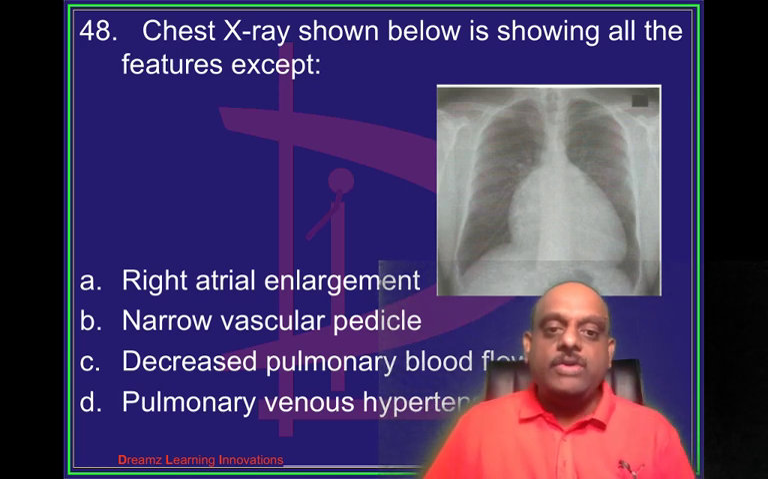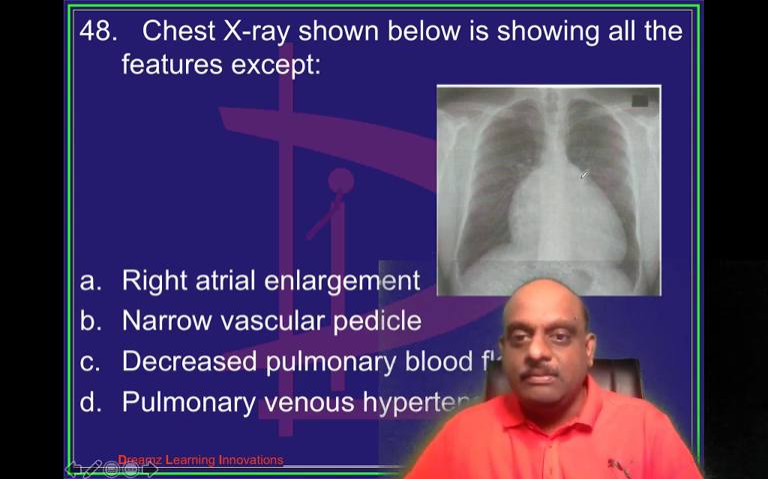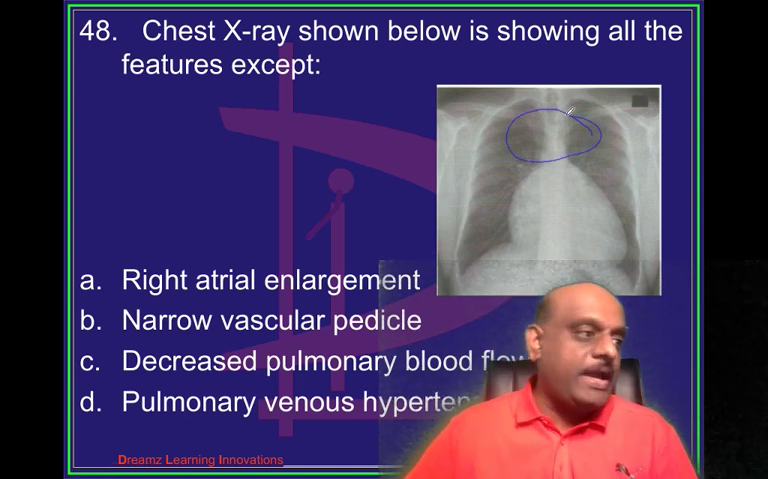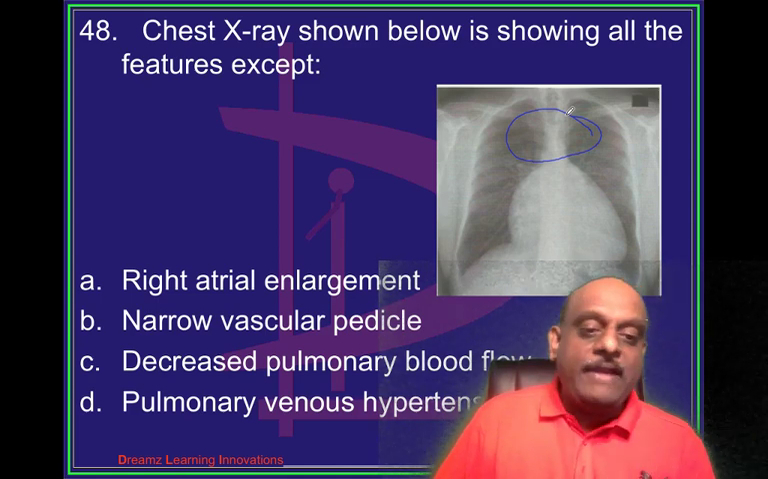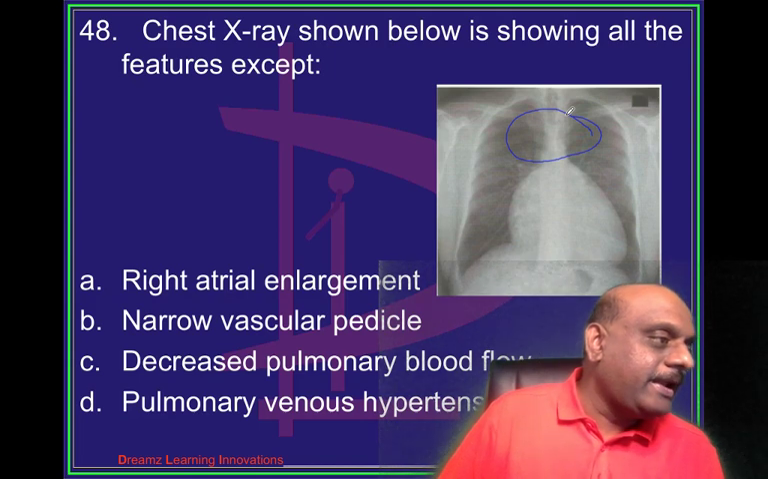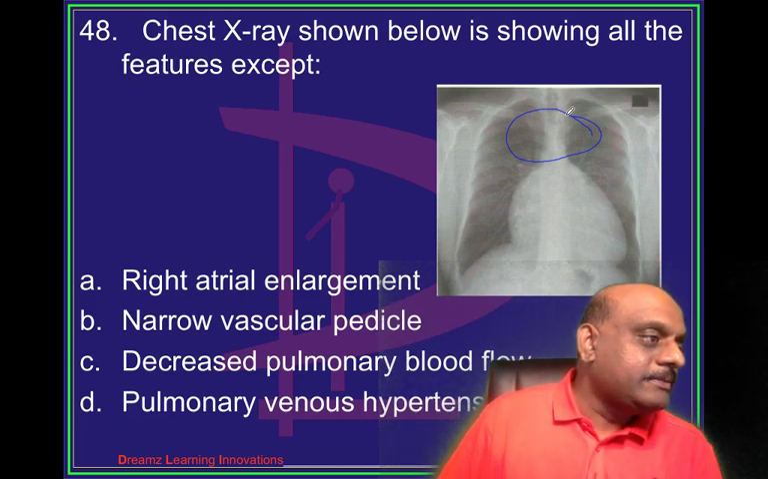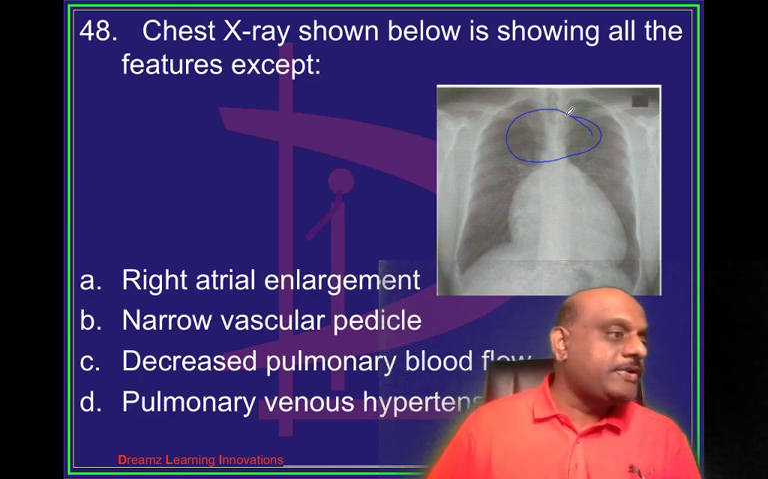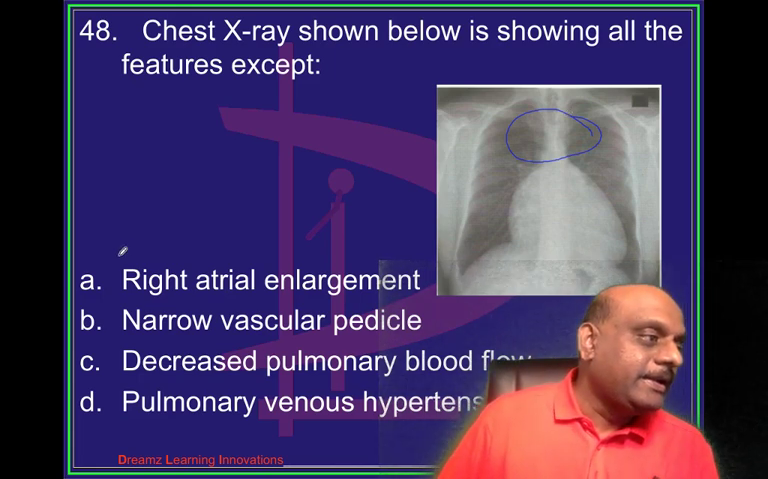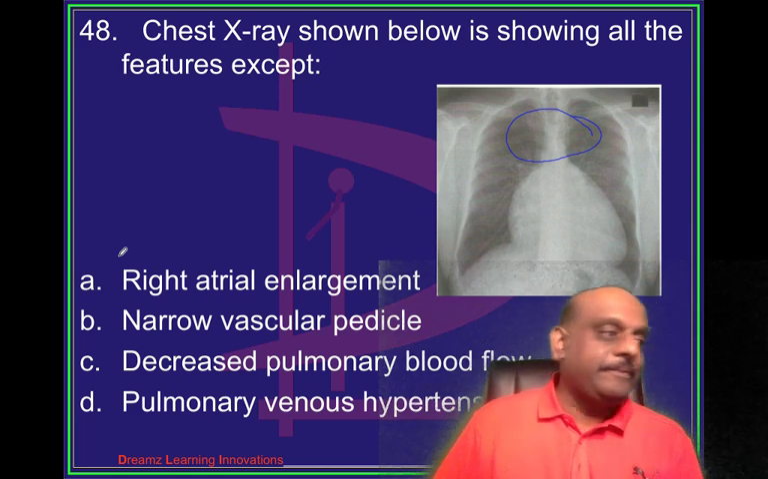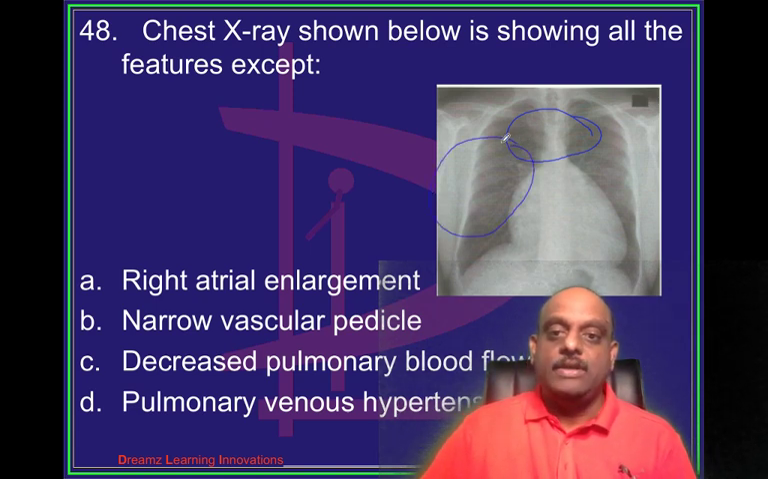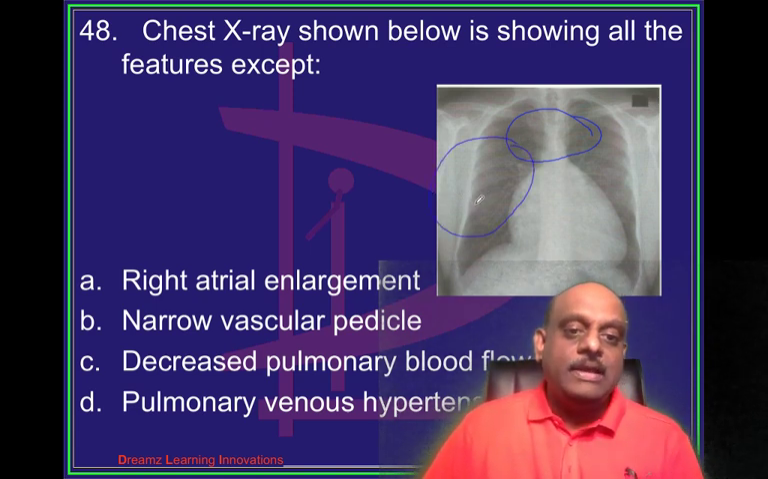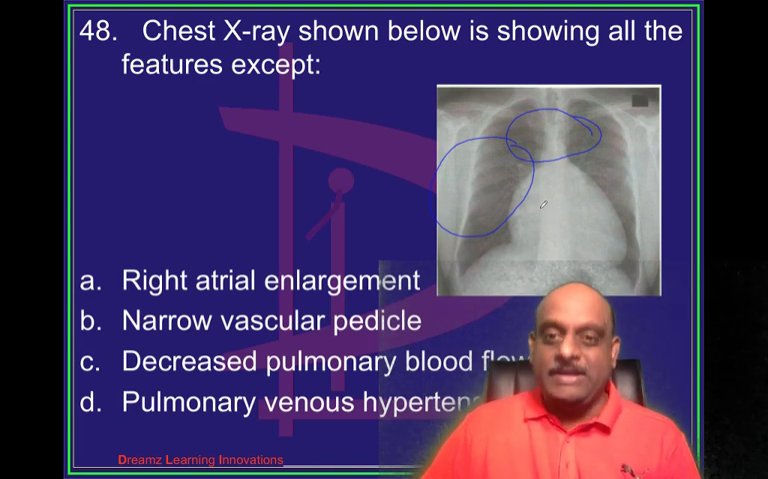So, are you able to see a narrow vascular pedicle? Yes, sir. There is a narrow vascular pedicle. Vismay Panchal says there is no pulmonary venous hypertension. Padmanabha is saying A. So there is a decreased pulmonary flow. Pulmonary oligemia hai. And there is a right atrial enlargement.